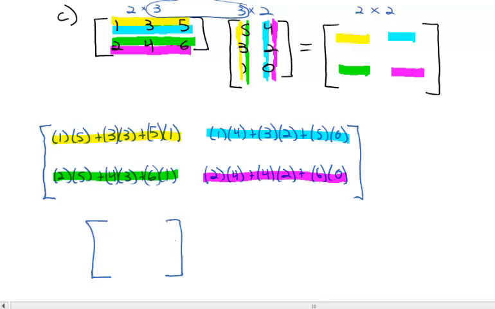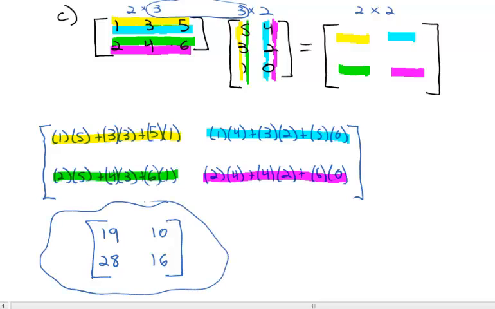So in the top left, 5 plus 9 plus 5 is 19. On the top right, 4 plus 6 plus 0 is 10. Then we have bottom left, 10 plus 12 plus 6 after multiplying is 28. And finally, 8 plus 8 plus 0 is 16. And now we've got our product matrix.